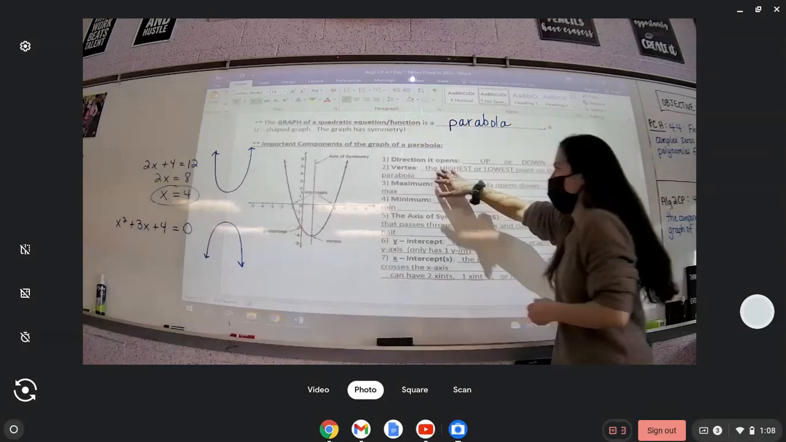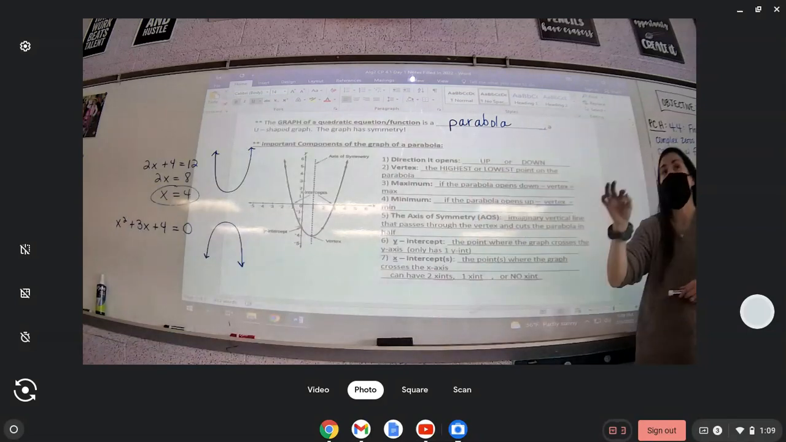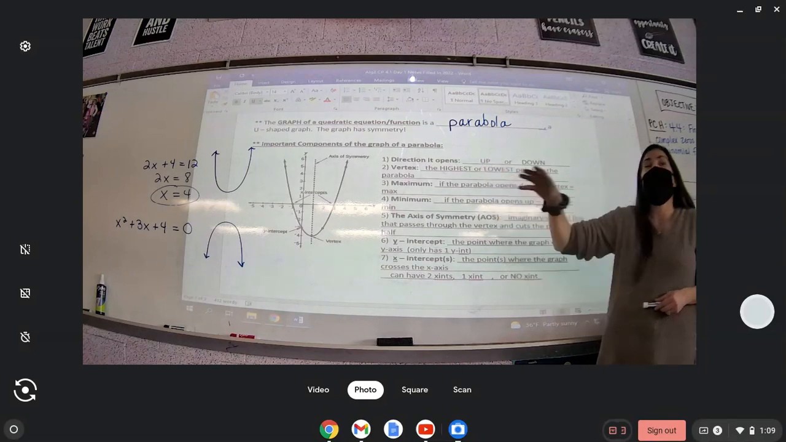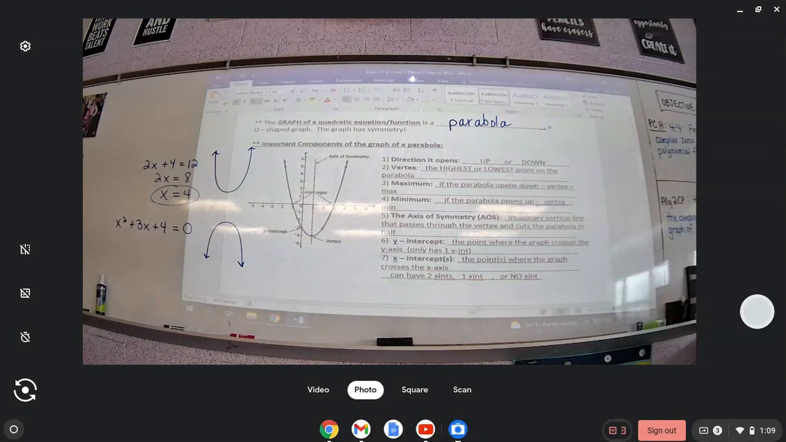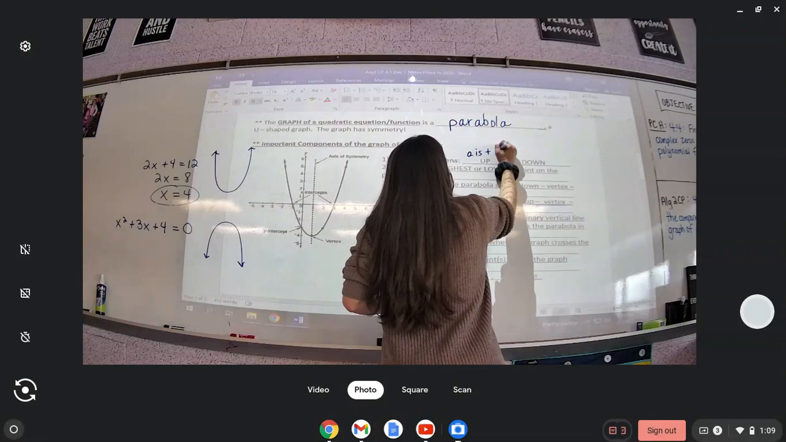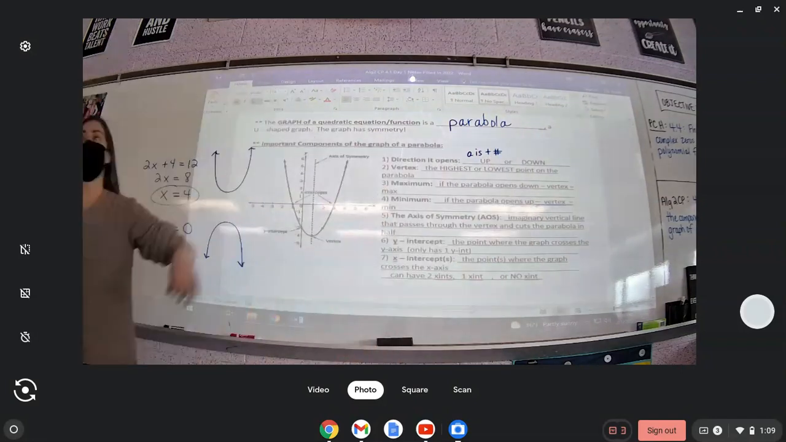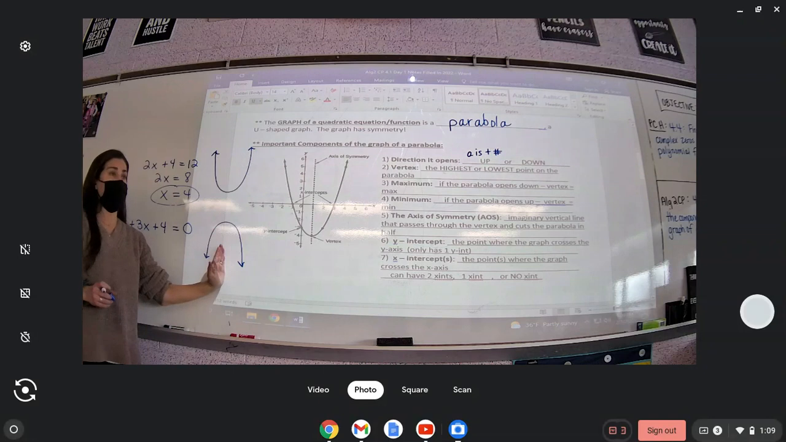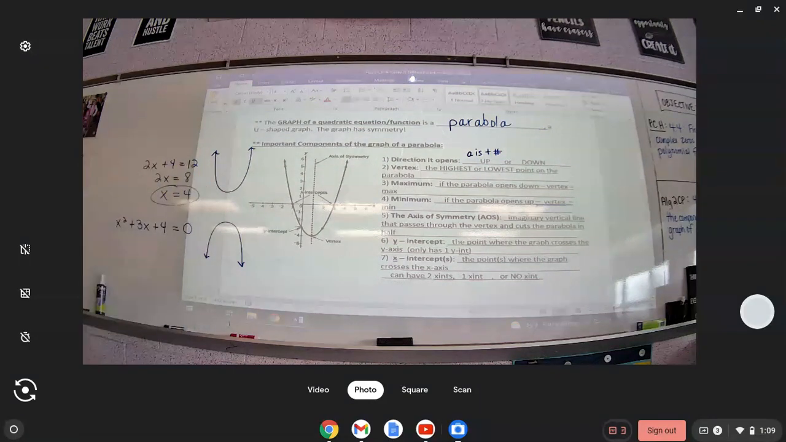All right, so the direction it opens, it's either up or down. There is a trick to knowing which one is which. If the parabola opens up, it's because A, that number in front of x squared, that leading coefficient, was a positive number. If A is a positive number, your parabola is going up. So you will know the minute you look at the quadratic equation whether this graph opens up or down. If it opens down, like this one, it's because A, the number in front of x squared, that leading coefficient, was a negative number.